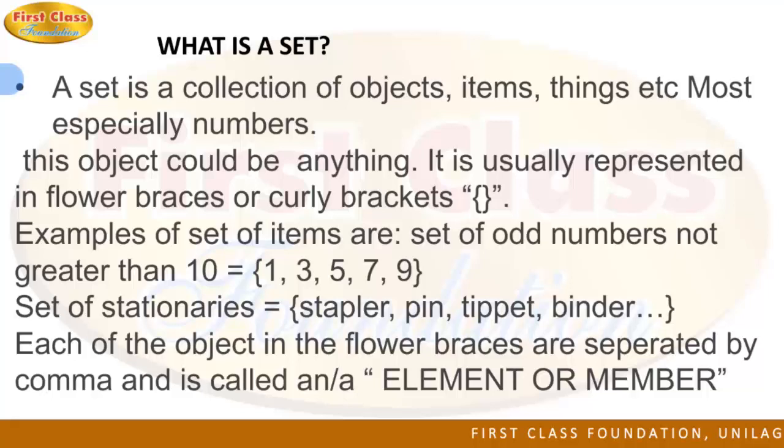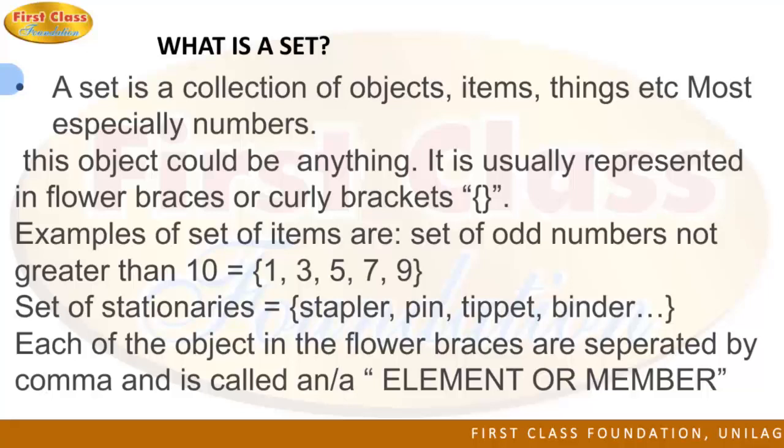As you see it there, we have the opening curly bracket, and then we have 1, 3, 5, 7, and 9. All these numbers are separated by commas. We also have a set of stationery. It starts with the opening curly bracket, so we have stapler, pin, tippex, binder, etc. And then it ends with the closing curly bracket.